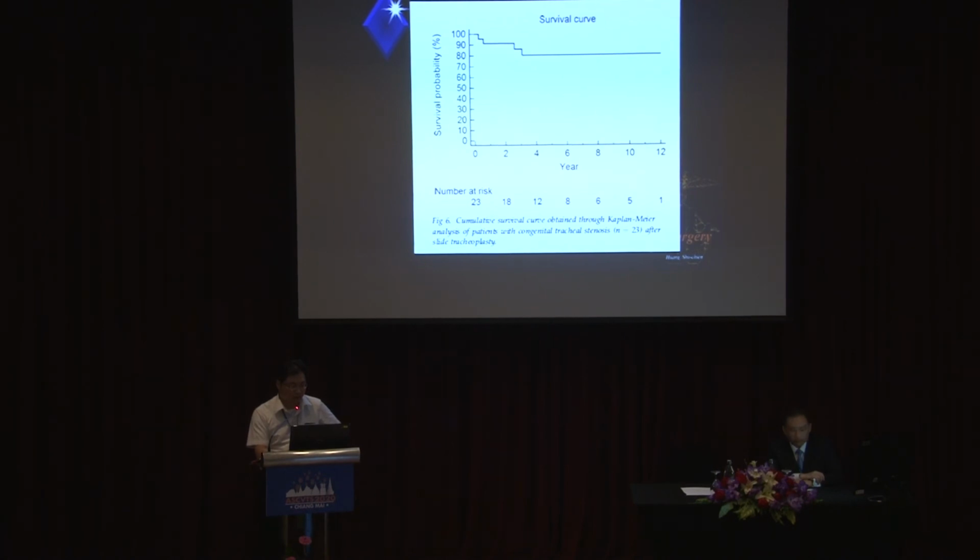This is the survival curve of our patient. It's about 80% in the long term. Most of the mortality is because of the associated anomaly, like multiple anomalies or lung invasion.